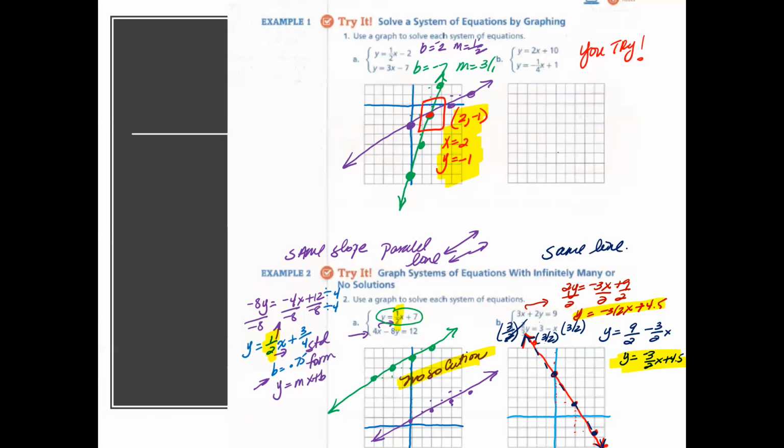So then what is your answer? Your answer is infinitely many solutions. And that makes sense because when you have a line on top of each other, literally every single one of these points where the blue line is touching the red line is an answer. So your answer is infinitely many solutions.